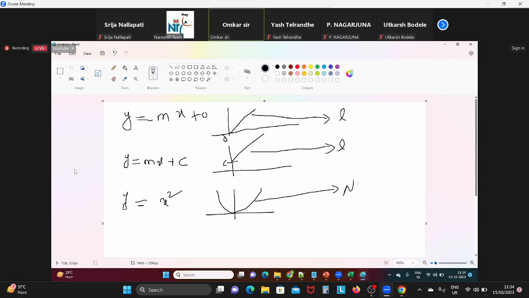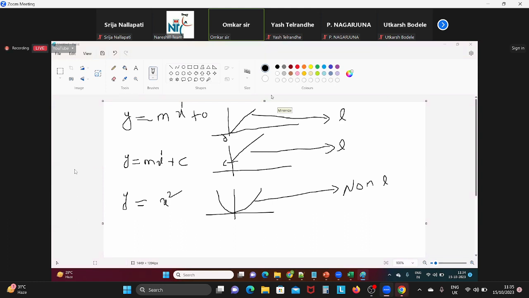What is the non-linear line? This is the non-linear line. Why is that one linear? What is the power of this? The power is equal to 1. What is the power of this? The power is equal to 2. That's why it is called non-linear.